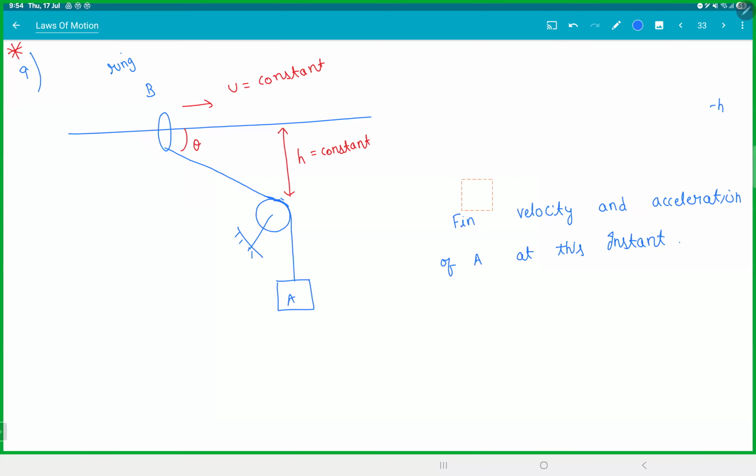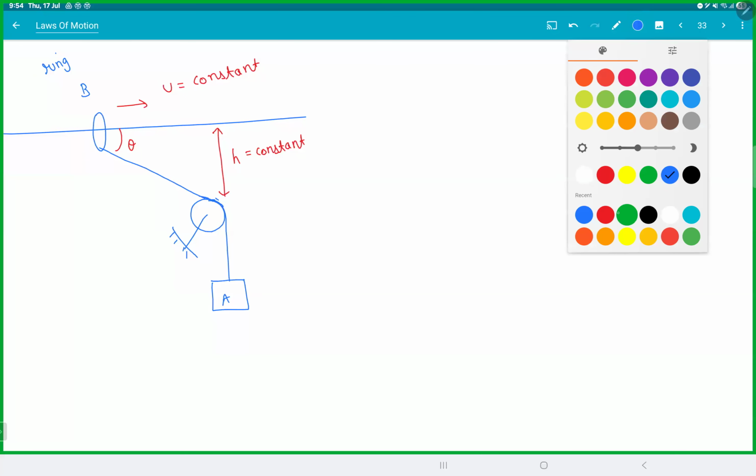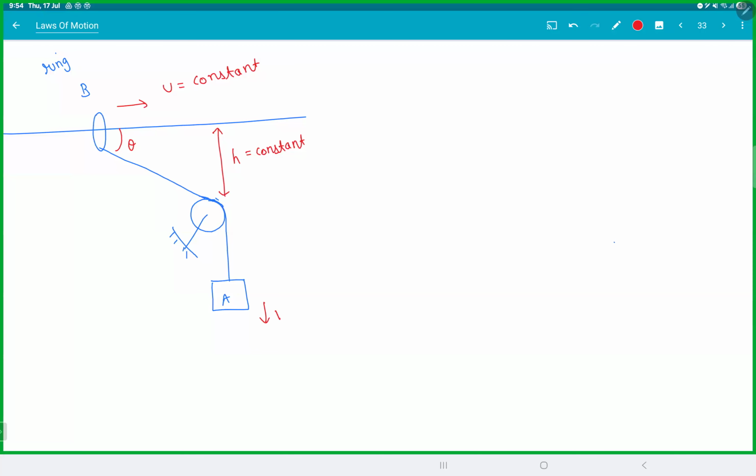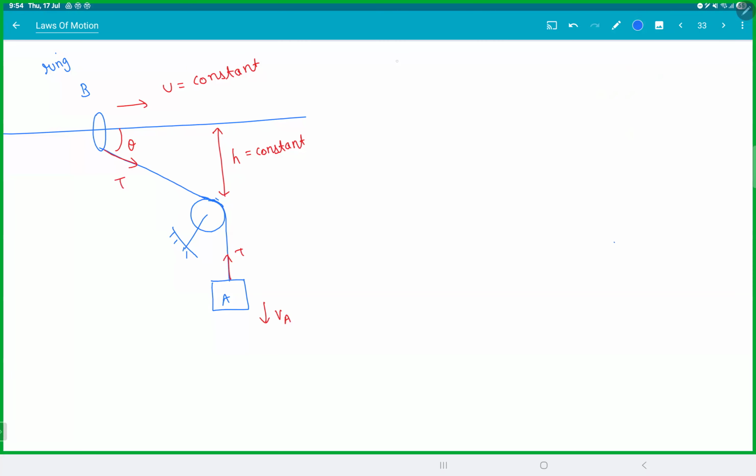The first part is the velocity. Let's say this is going down with VA. What are the tensions? Tension is up, and tension is this way. So using the power method, we get power on A, minus T into VA, plus T into cos theta into U is 0. So we get VA is equal to U cos theta. This is the easy part.